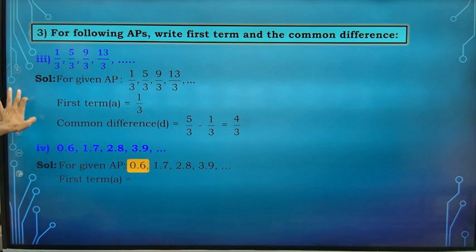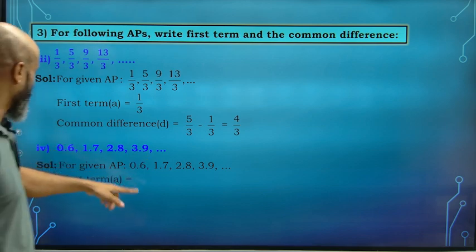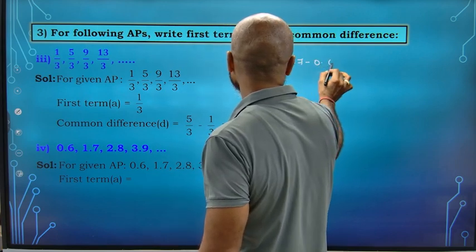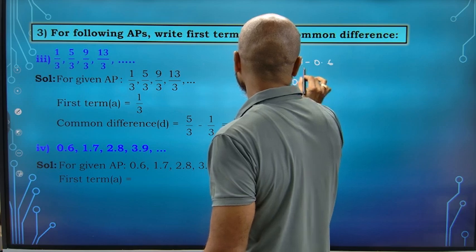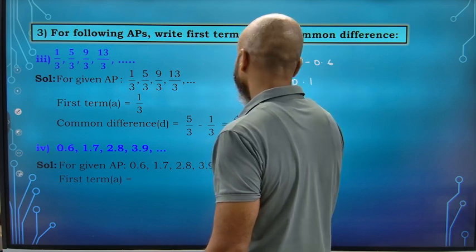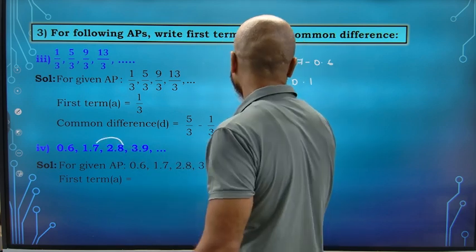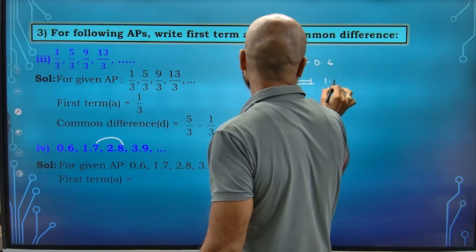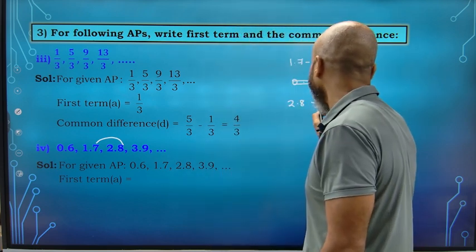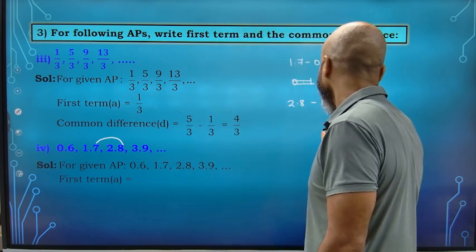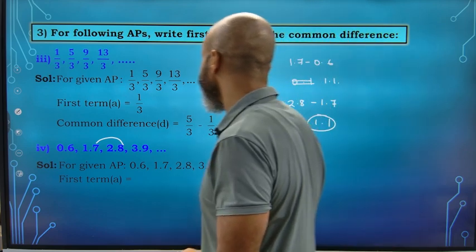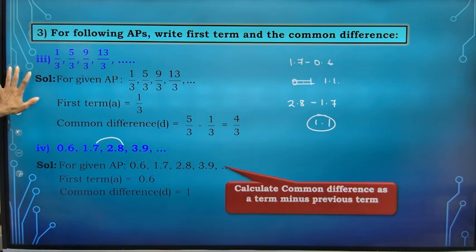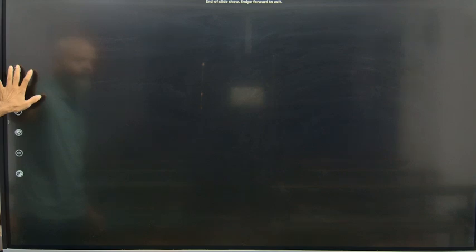Let's look at this one, people. Okay, 0.6, 1.7. Now 1.7 minus 0.6, that's going to be 1.1. Okay, 2.8 minus 1.7, again 1.1. So the common difference here is 1.1. Of course, the first term here is 0.6 and the common difference is 1.1.